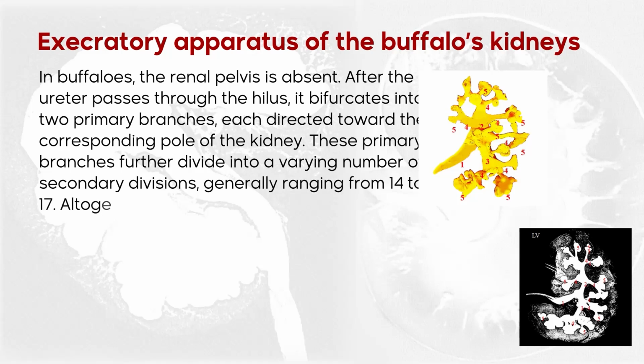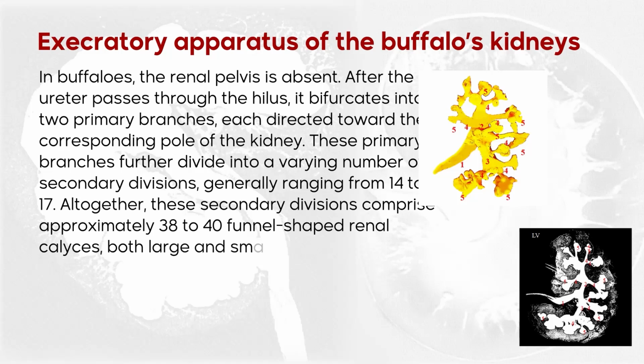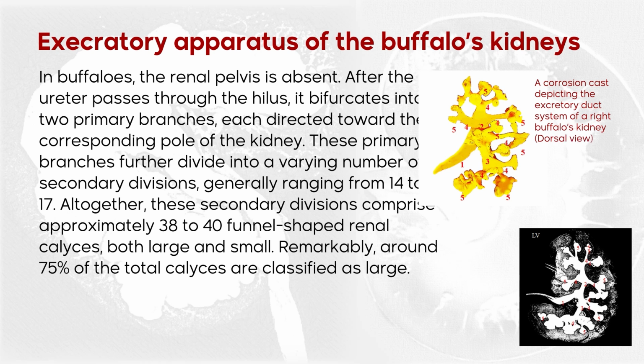Altogether, these secondary divisions comprise approximately 38 to 40 funnel-shaped renal calyces, both large and small. Remarkably, around 75% of the total calyces are classified as large. A corrosion cast depicting the excretory duct system of a right buffalo's kidney, dorsal view.